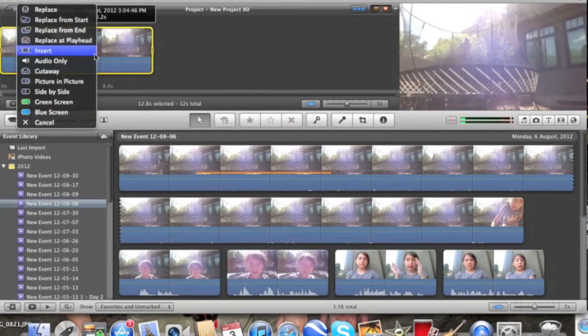And then you have all these lovely options. But we have, look, we have the picture in one, we have the side-by-side. Now the picture in one is where you put one in there, but in the clip. But we're going to do the side-by-side. So there.